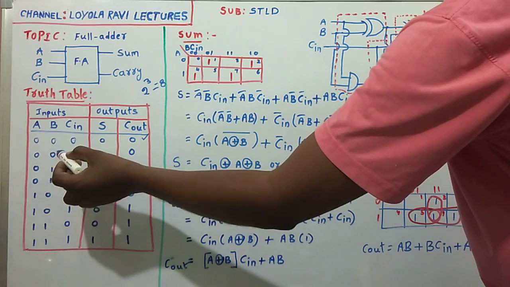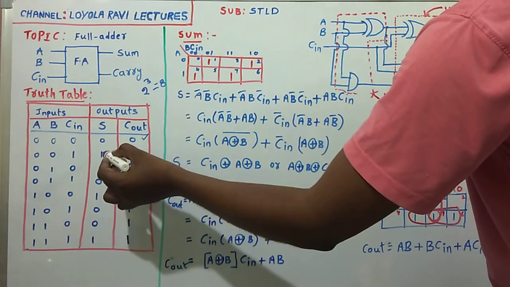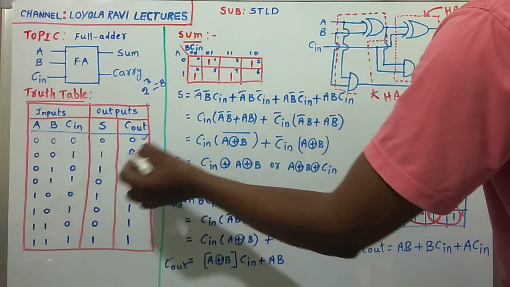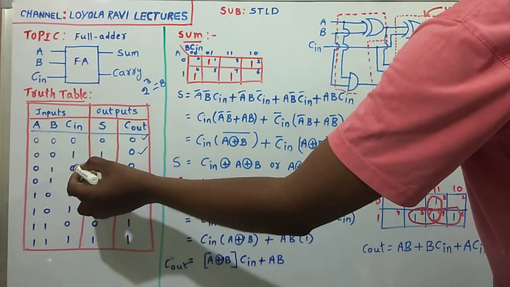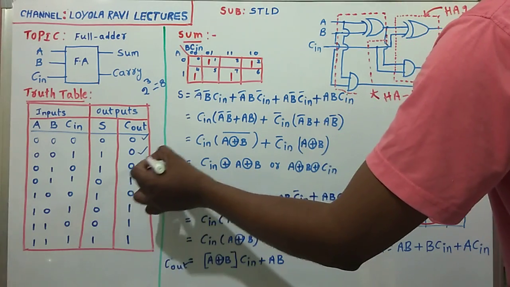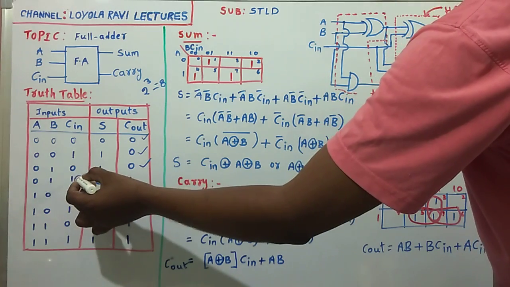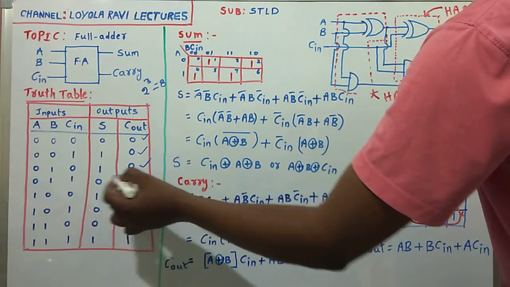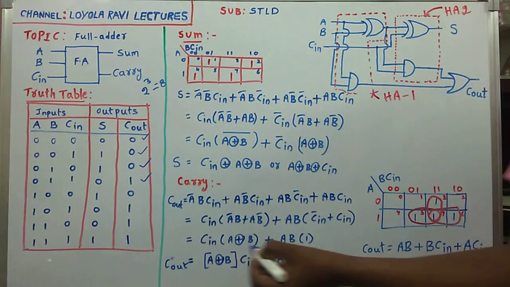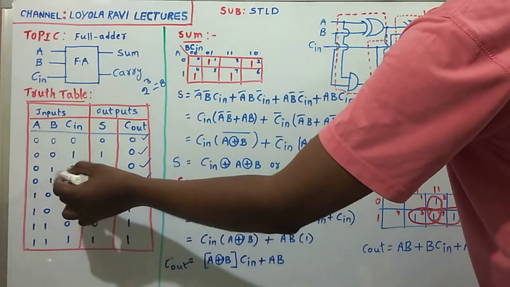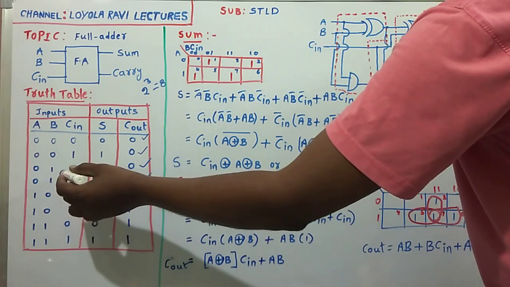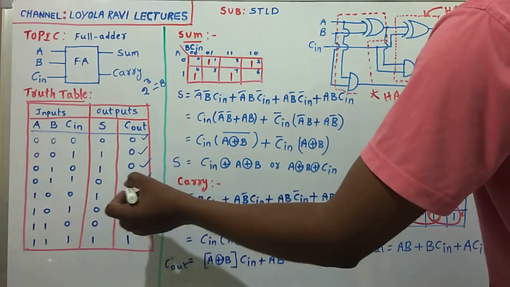0 plus 0 plus 1: sum is 1, there is no carry. 0 plus 1 plus 0: 1, there is no carry. Again 0 plus 1 plus 1: sum 0, carry 1. Here we have a carry. Already I told you 1 plus 1 is sum 0, carry 1.